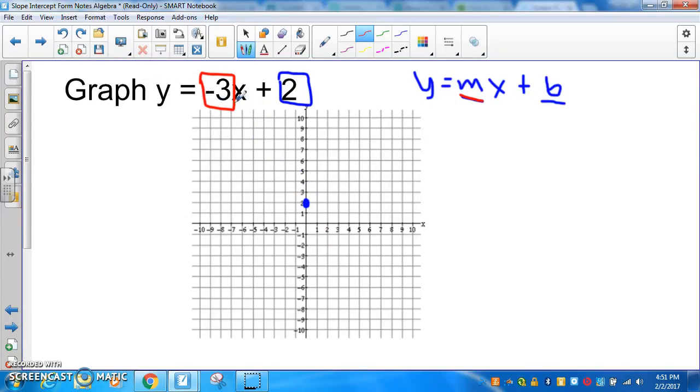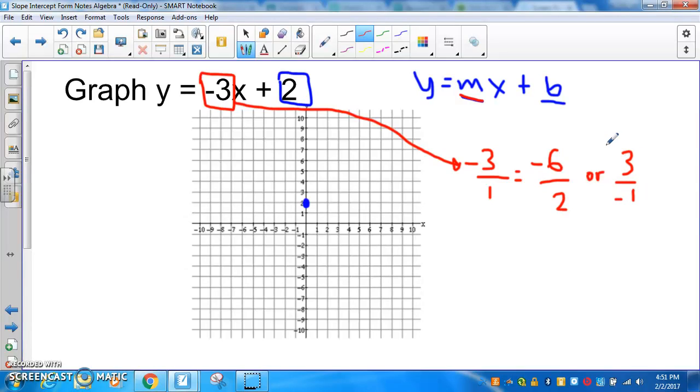Well, I need to turn -3 into a fraction. The easiest way to do that is to put it over 1. Understand that there are lots of fractions that are equivalent to this. For example, -6 over 2. I could even reverse the signs. I could even go 3 over -1. Any number of these will work.